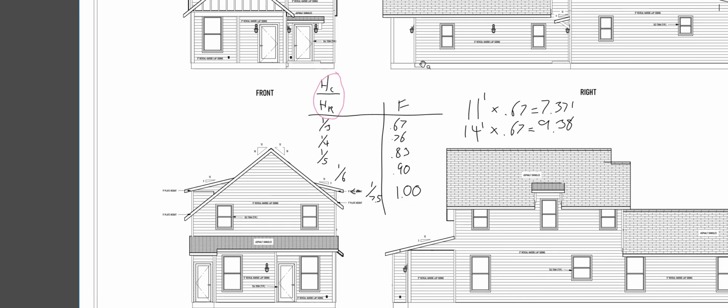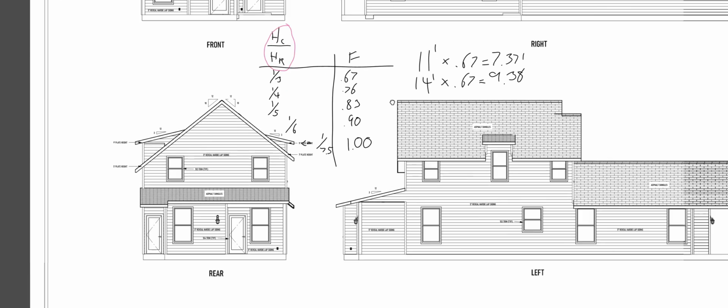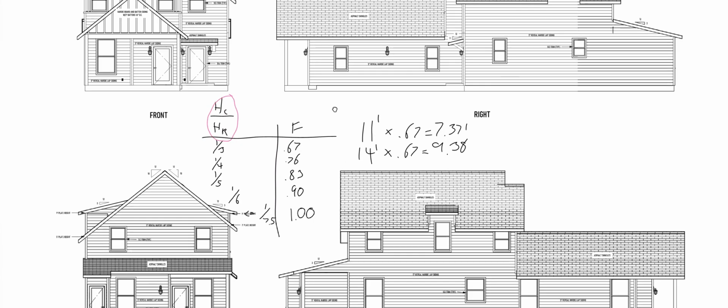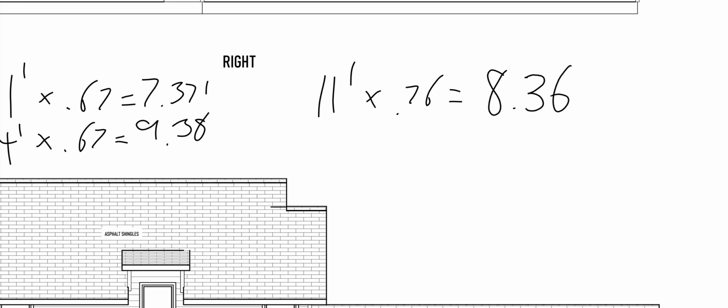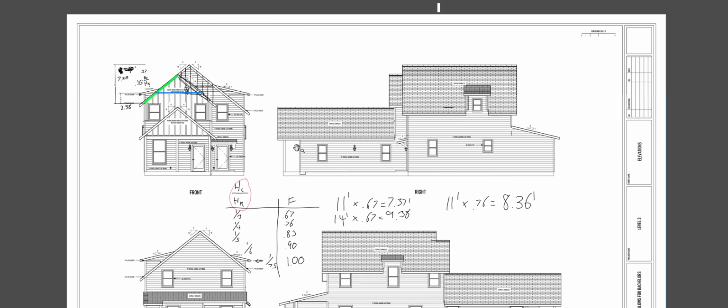That's how we're affected. So we need to account for that with our span. So if we want to use those 2x6s, then our allowed span for those 2x6s is 11 feet times 0.76. Our new allowed span is 8.63. Sorry, 8.36 feet. Okay, that's our horizontal distance we can go before needing support.